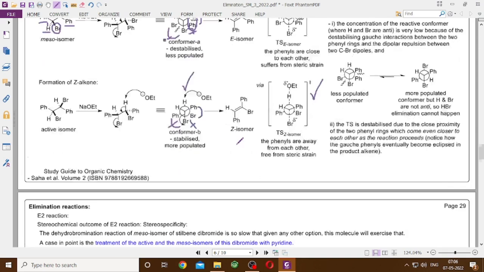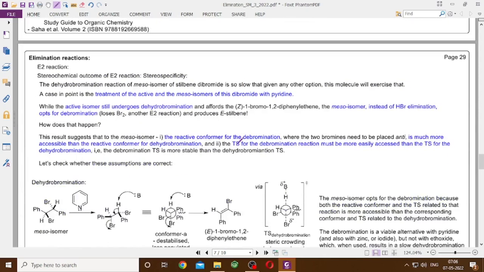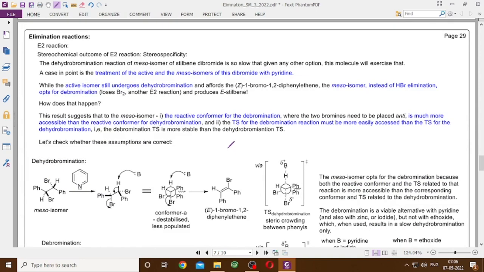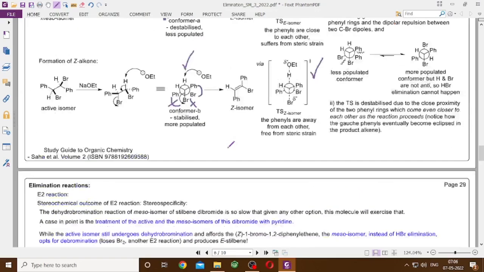So now we are moving into a little bit of deep waters. This has to be understood very carefully. The dehydrobromination reaction of the meso isomer of this particular compound, known as stilbene dibromide, because stilbene is this one. You have stilbene, which is this one.